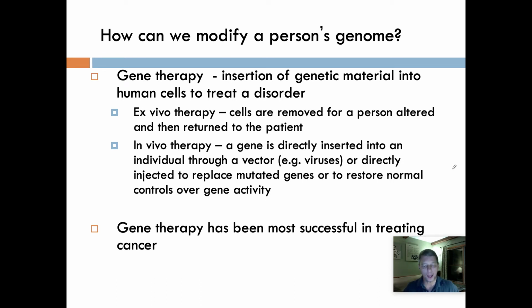All right, and so we have learned over the course of the very recent past, in all honesty, to do what's called gene therapy. And what this is, is the insertion of genetic material into human cells in order to treat a disorder. And this can happen in two different ways. Ex vivo therapy, where you take cells out of a person, you alter them genetically, and then you return them to the patient. But there's also in vivo therapy, where the gene is directly inserted into an individual through a vector, like a virus.